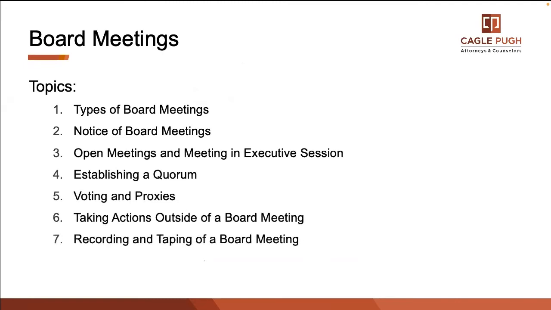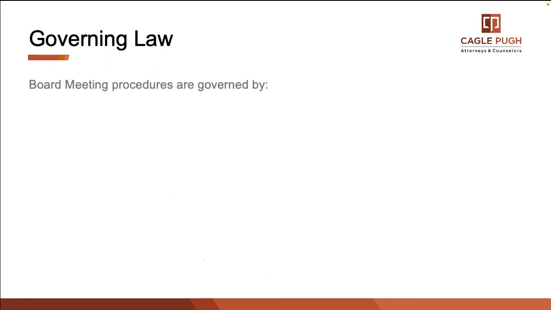So we're gonna talk about the types of board meetings, how to properly notice board meetings, what open meetings are, and how to meet in executive session properly, how to establish a quorum, voting and proxies, taking action outside of a board meeting, and recording and taping of board meetings.